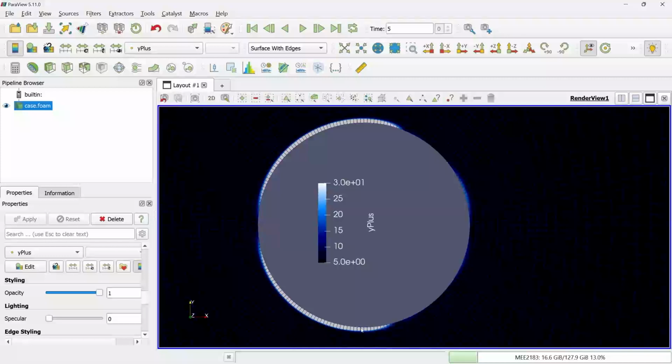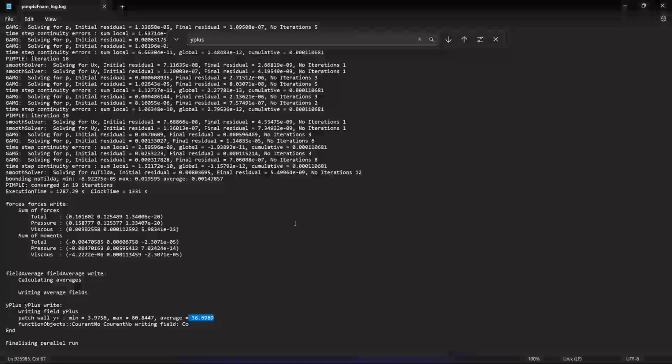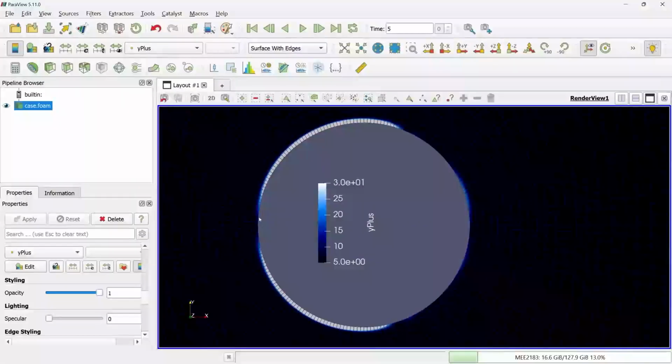The average y plus is 38, the maximum is 80, and the minimum is 3.9. But you can see that it's a distribution. If you were to make the mesh for y plus equals 1, like a wall resolved mesh, again, you will have a distribution of y pluses, and the idea is to try and get the average y plus to be around 1, but your minimum and your maximum may be distributed between like 0 to 5, for example.